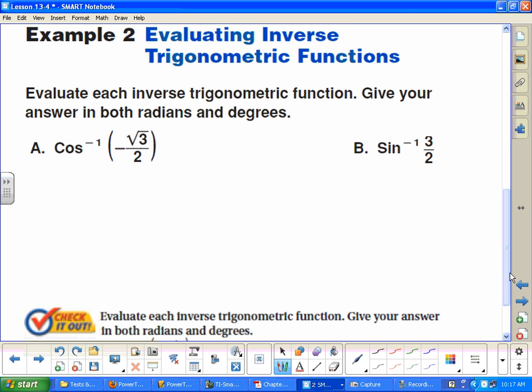When it says inverse cosine, that means we're talking about the top half of the unit circle, from 0 to pi, or 0 to 180 for degrees. So look at your unit circle right now. Where is cosine equal to negative square root of 3 over 2 on that unit circle? The top half of it.